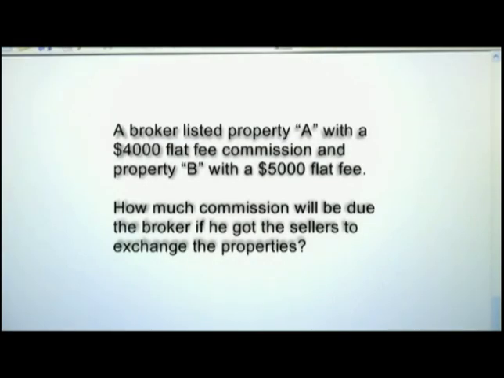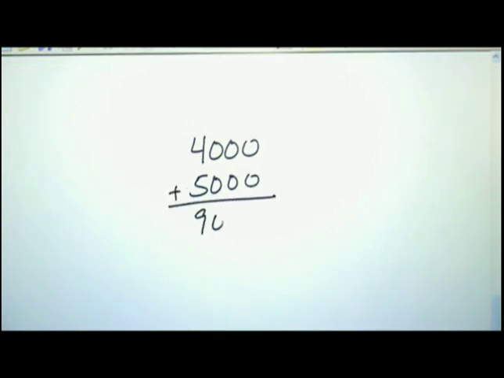Also in this section, we see a question that says, a broker listed property A with a $4,000 flat fee commission and property B with a $5,000 flat fee. How much commission will be due to the broker if he got the sellers to exchange the properties? Well, an exchange is often like two sales. So if one listing agreement is going to pay him $4,000 and the other listing agreement will pay $5,000, all we need to do is add the two together for a total of $9,000.